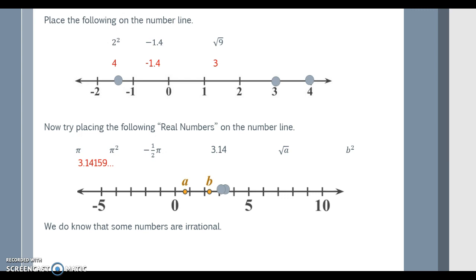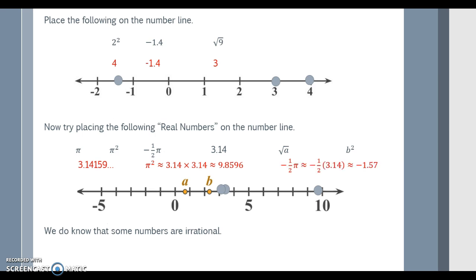I can then place each one of these where they might go, because I know that pi squared is 3 and 14/100 times itself, so 9.8596, so that's going to go closer to 10. If I took negative 1/2 pi, that gives me approximately negative 1 and 57/100, so I can place that on the number line. I have 3.14, which I've already placed on the number line. It should be slightly less than pi itself because it's rounded.